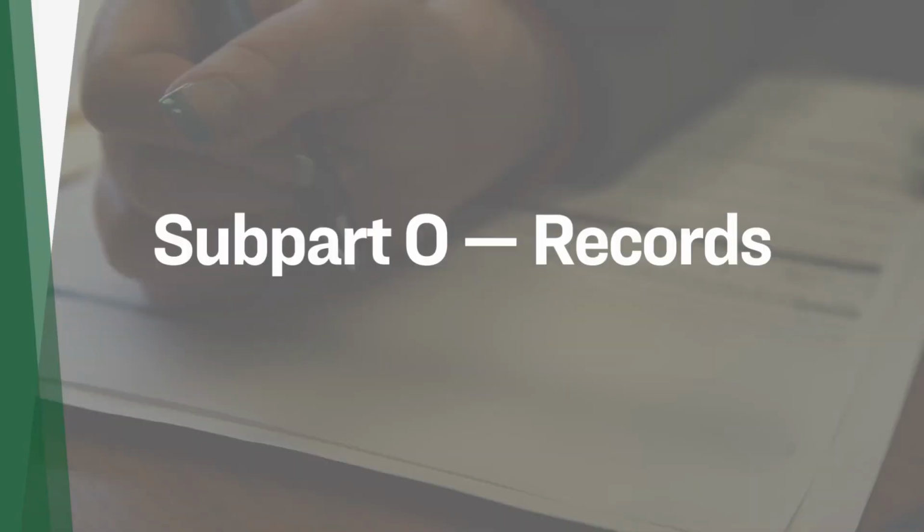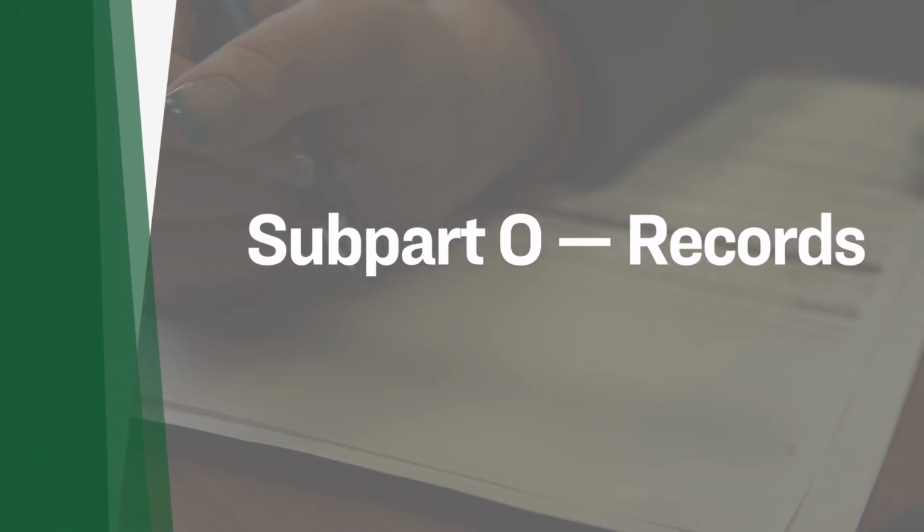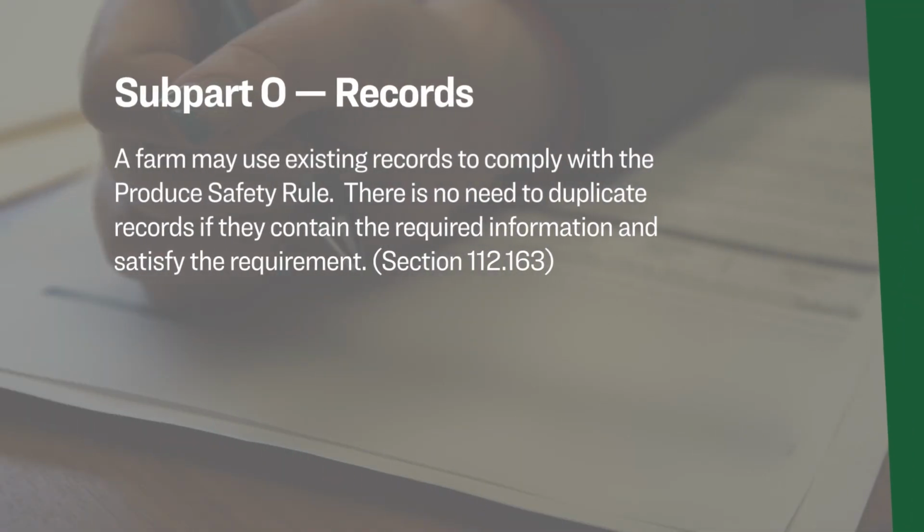In addition to the items that must be listed on all records that we've discussed throughout this video, Subpart O, Records, includes general information about the storage of your records, allowable types of records you keep, and acceptable formats for the records. As a reminder, if you're using records for compliance with other regulations, the records do not need to be duplicated, so long as they contain the information needed for compliance with the Produce Safety Rule. You may need to adjust or supplement your current records to include required items listed in the Produce Safety Rule.